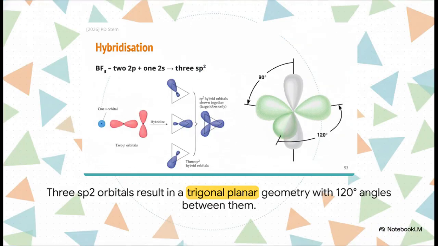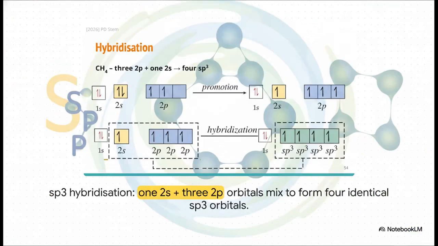So how do 3 identical orbitals spread out to minimize that repulsion? Well, they form a flat triangle shape. We call this trigonal planar geometry, and it has perfect 120-degree angles between each orbital. So here's your next big takeaway for your notes. sp2 means trigonal planar. And last but not least, we have sp3 hybridization, which brings us right back to that methane puzzle we started with.